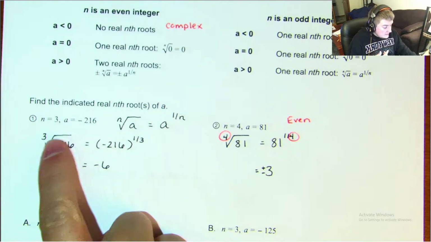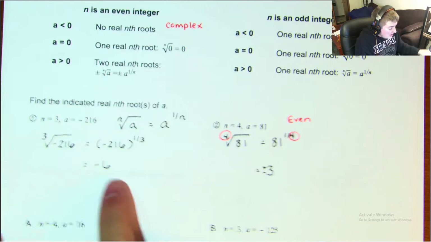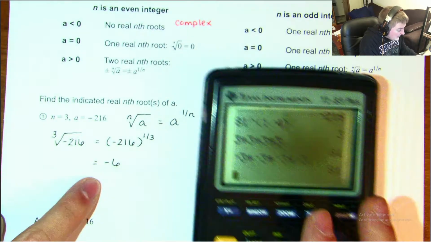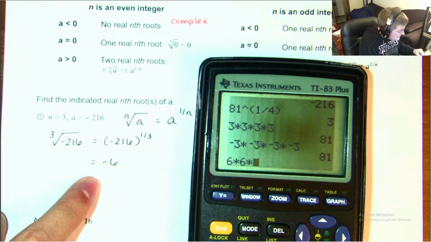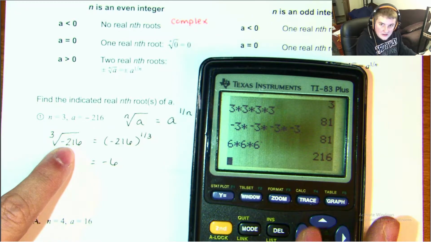Where when it's odd, you're only going to get 1 answer, because we can even check here why it's not plus or minus. If I go 6 times 6 times 6 here, that's positive 216, but we wanted to get negative 216.